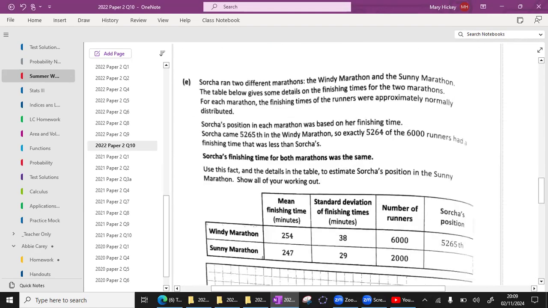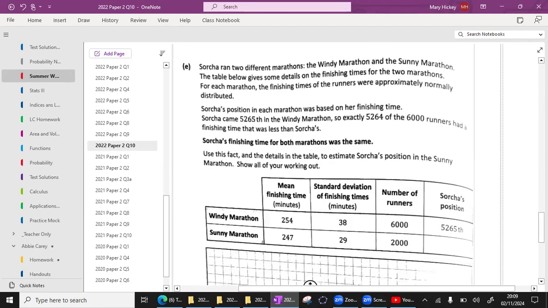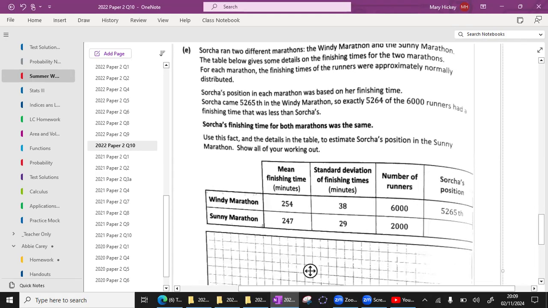Saoirse ran two different marathons, the Windy Marathon and the Sunny Marathon. The table below gives some details on the finishing times for the two marathons. For each marathon, the finishing times of the runners are normally distributed.